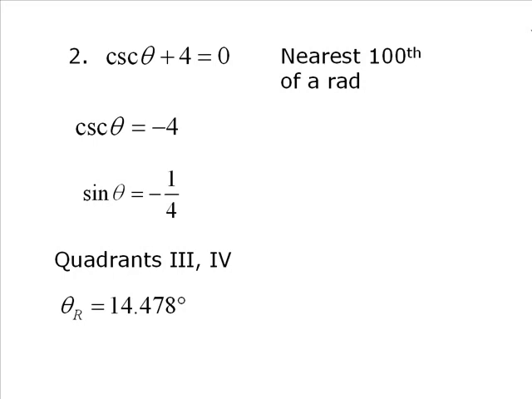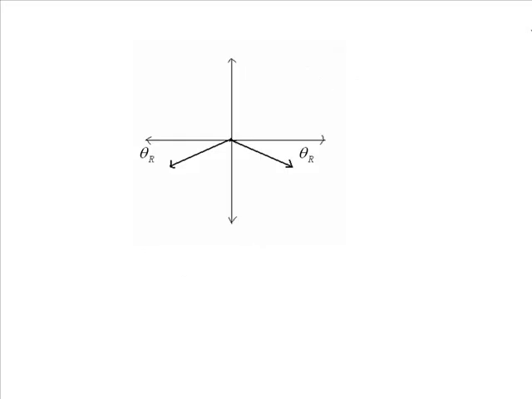And we have a reference angle of 14.478. Now, this time I also kept my calculator in degrees. So make sure you use the inverse sine function of 1 divided by 4. Do not key in the negative. And then if you take a look at your grid, we'll be in quadrants 3 and 4 down below.